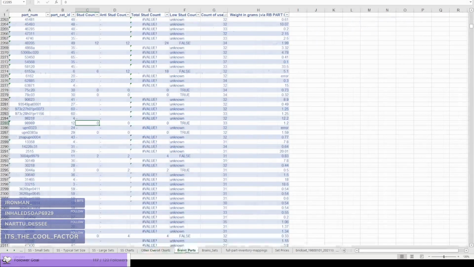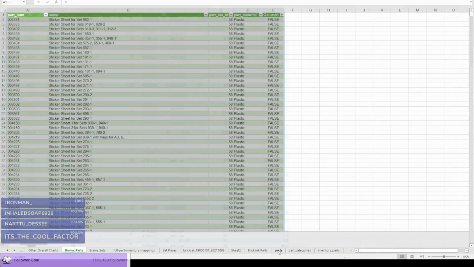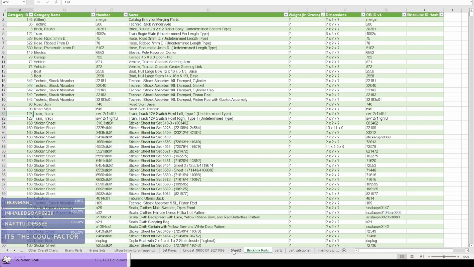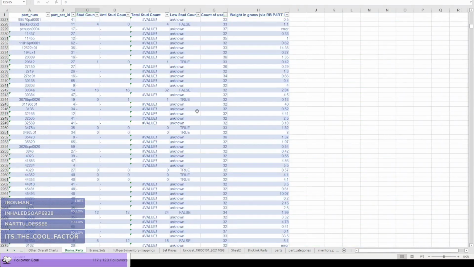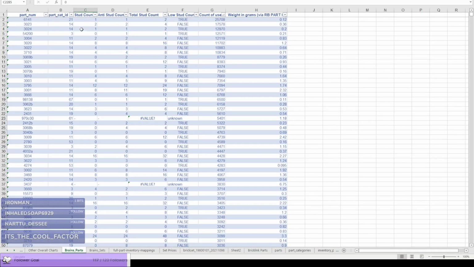And then in here, I had to build out lots of raw data of this stuff. Somewhere in here, I forget where I put it exactly. Where did I put mine? Is it in brains parts? It might be right here. This might be where I have the official stud count data. So if I scroll up here, stud count.